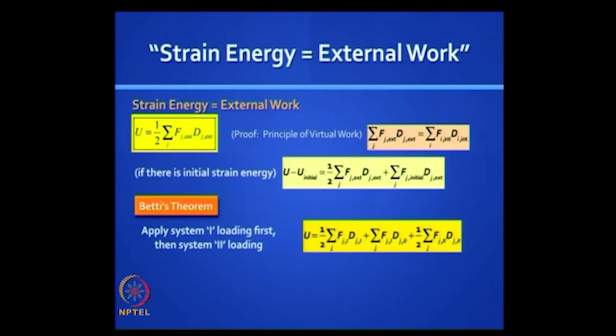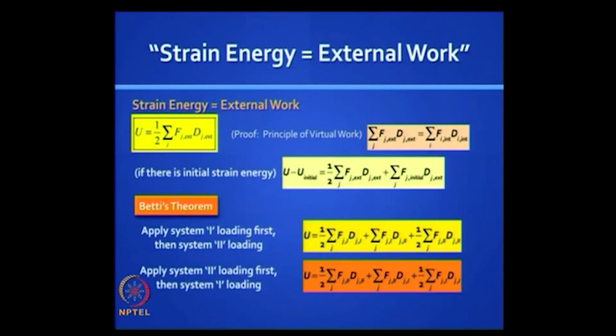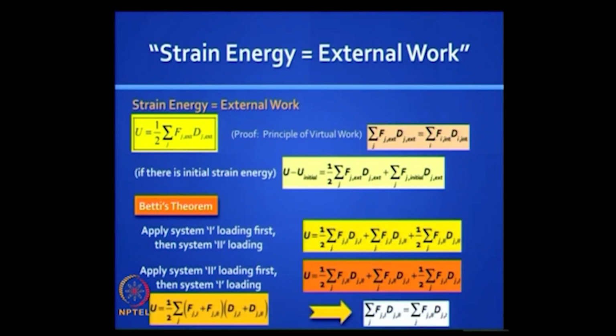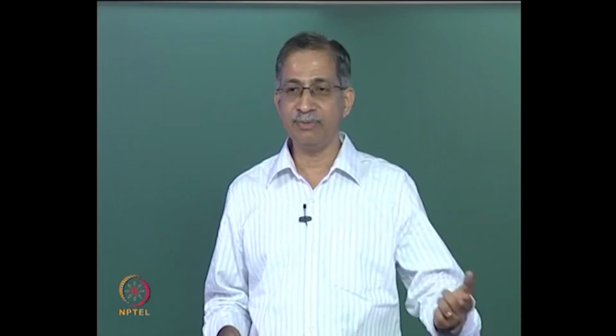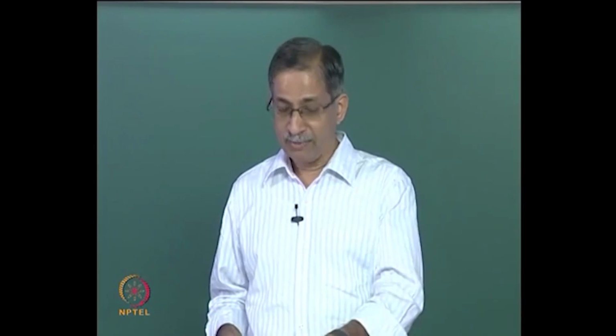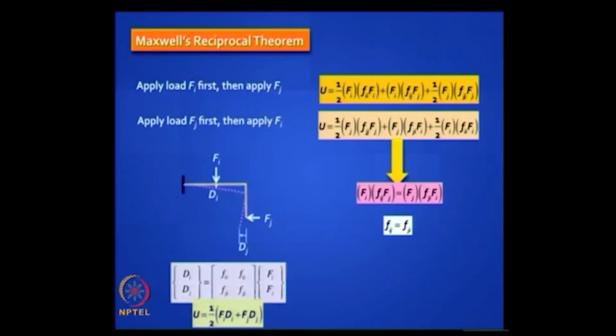And you can actually prove Betti's theorem using this formulation. If you apply one system first and then the other system, and you change the sequence and you write the two expressions and you compare them, you can end up proving Betti's theorem. So this is an alternative proof. You can prove Betti's theorem either following the path of the principle of virtual work or invoking this energy theorem, and similarly you can prove Maxwell's reciprocal theorems. Okay, and the proof is clear. We will stop here. Thank you.